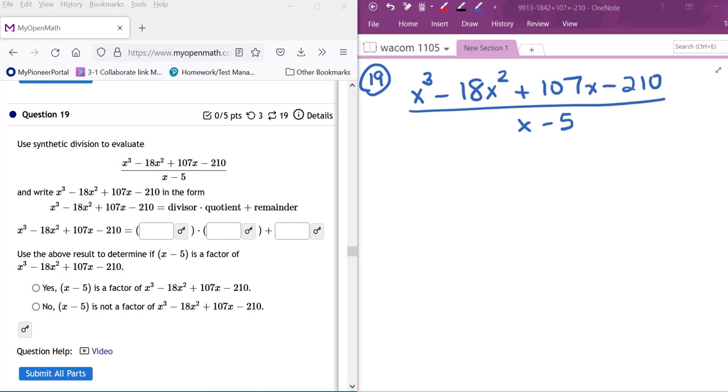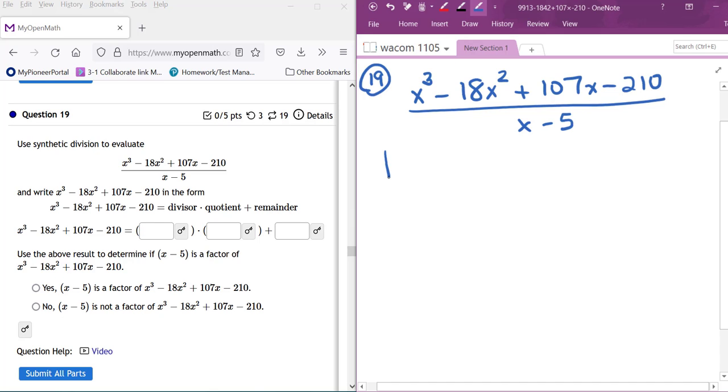We'll look at one more problem. Problem 19. So we're going to do a synthetic division to evaluate it. And then we have a different form they want the answer. So we'll go first with synthetic division. So we'll make our grid. Opposite sign here, so it will be a +5. We are in descending order this time, so pick off your coefficients. So 1 for x cubed, minus 18 for x squared, 107 for x, and minus 210. So it was not missing any terms.